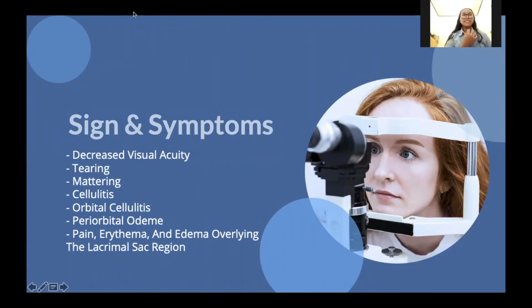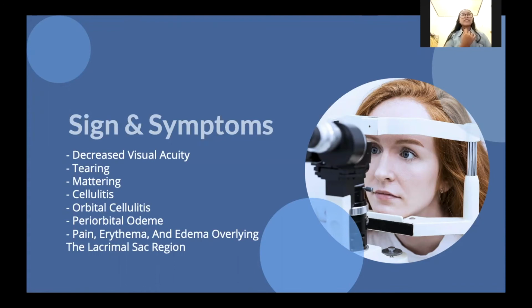My name is Haras, number 25. So, the signs and symptoms. The most common symptom of dacryocystitis is tearing and discharge. In acute dacryocystitis, symptoms such as inflammation, pain, swelling, and tenderness appear at the medial canthal tendon over the lacrimal sac.